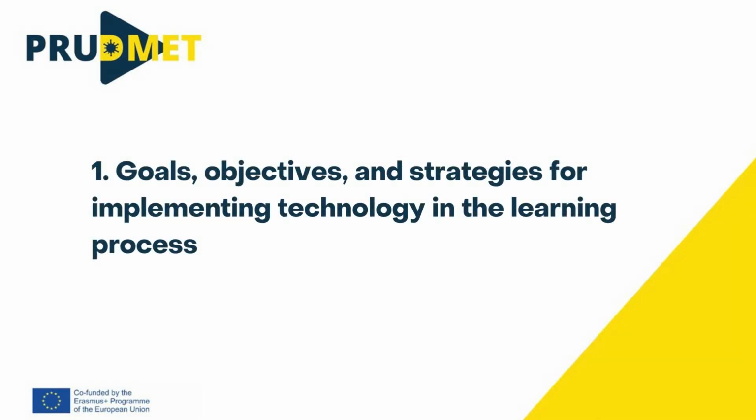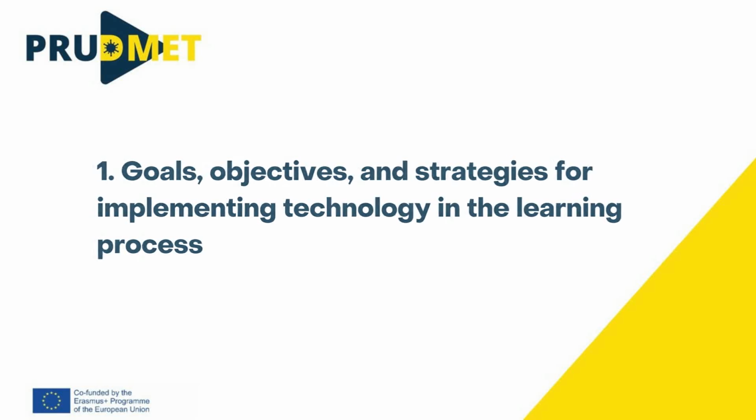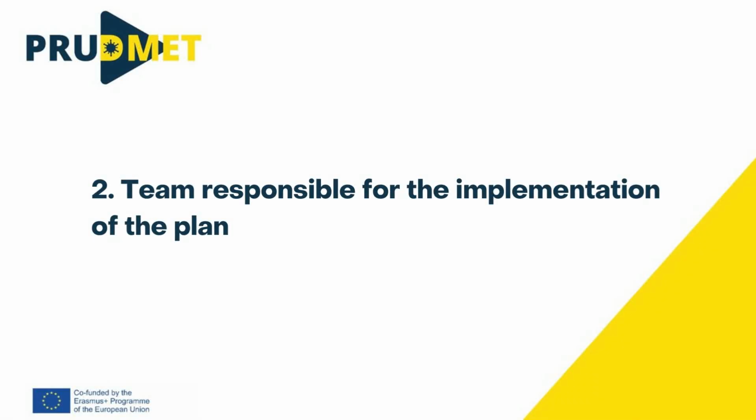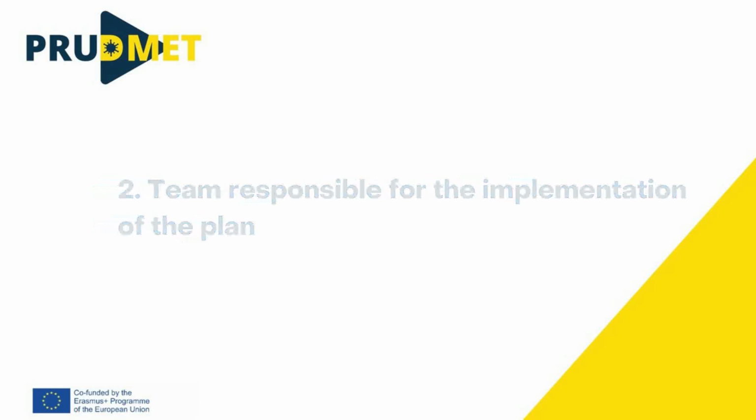The plan has to outline the goals, objectives, and strategies for implementing technology in the learning process. This plan should be aligned with the institution's overall mission and goals. Several stakeholders should be assembled in a team responsible for the implementation of the plan, including faculty, staff, students, and IT professionals, to implement the plan.